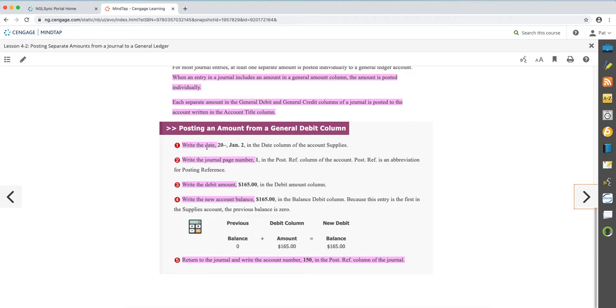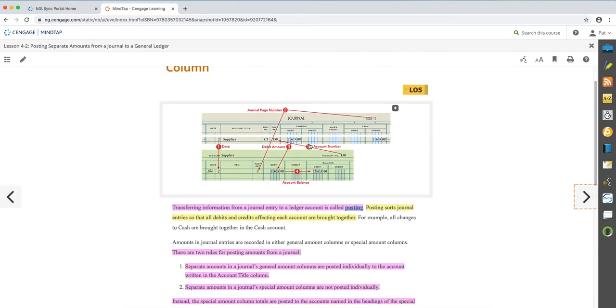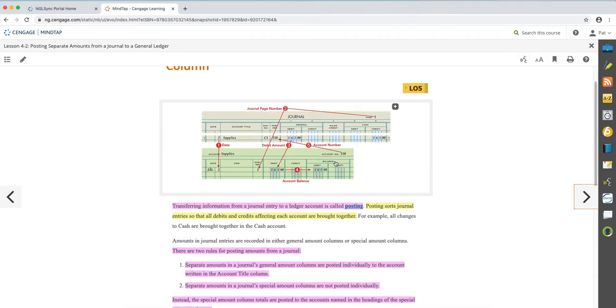Okay, what do we write? We write the date, the page number of the journal, the amount of the item, and the amount's new balance. So here's the date, step 1. Okay, the journal page is over here, so that's step 2. We put that in the post reference of the ledger. Okay, we've already opened the account by putting the name and the account number. So then when we post the general debit, January 2nd, the page number. We write debit, so we put it in the debit. There's no balance here. This is the first entry, so 0, there's nothing, so we put the 165 balance into the debit underneath the balance section.